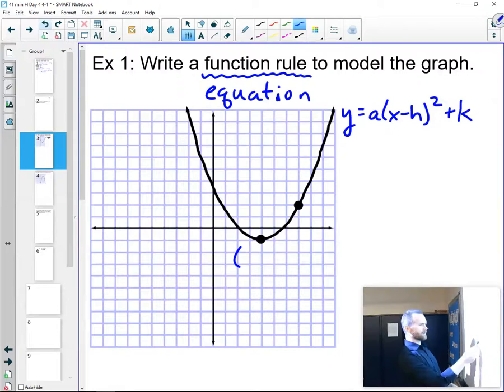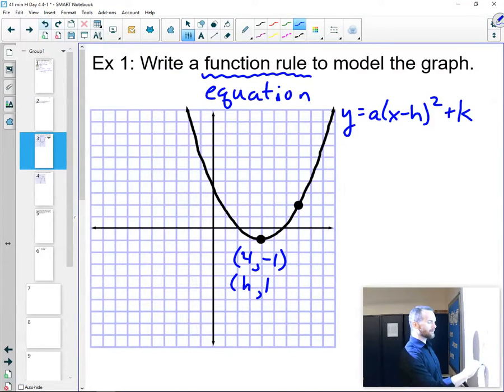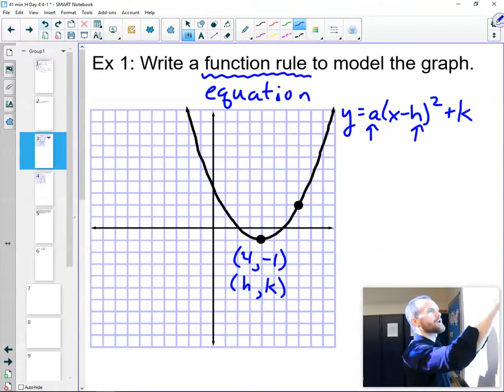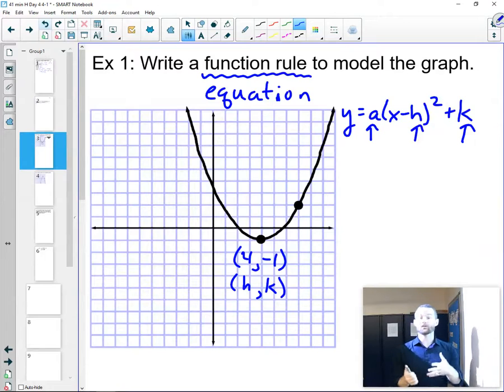The coordinates are, let's see, positive 1, 2, 3, 4, negative 1. So it's 4, negative 1 for the vertex. That means we've got our h and k values to plug in. Because to answer this question, we need numbers for a, for h, and for k. We're still going to have our x and y in the answer, but we need a number for the other 3 variables here.